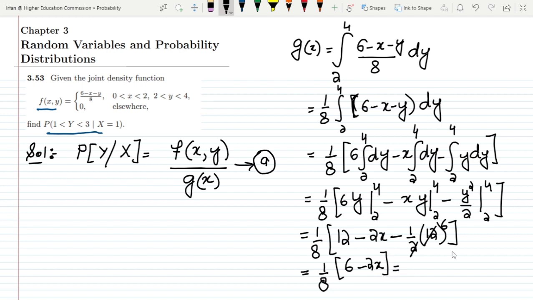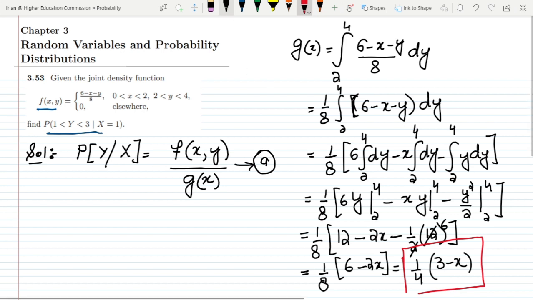Ultimately what will I get? Here we get 1/4 times (3 - x). This is the g(x) that we have here. So let me take it and put it in equation A.